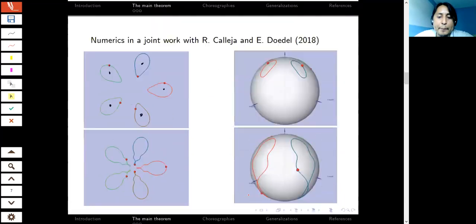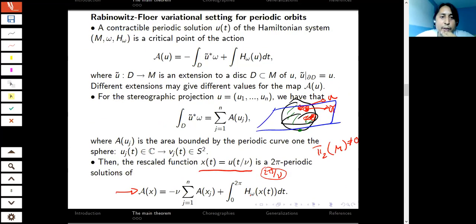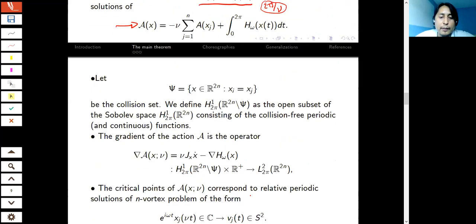That's it. Now the question is how I am going to be able to prove the existence of periodic solutions for that action.